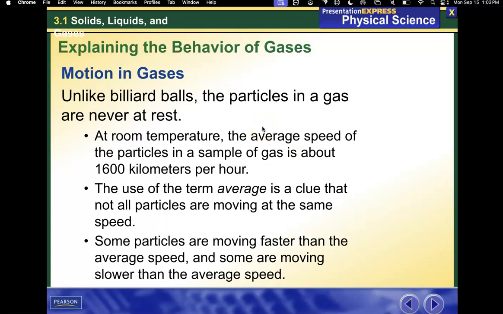Unlike billiard balls, the particles in a gas are never at rest. At room temperature, the average speed of the particles in the sample of gas is about 1,600 kilometers per hour. The use of the term average is a clue that not all particles are moving at the same speed. Some particles are moving faster than the average speed, and some are moving slower than the average speed.